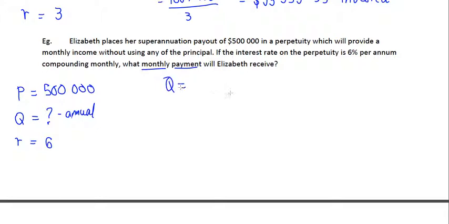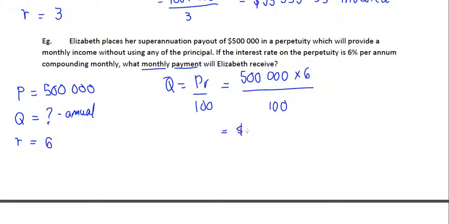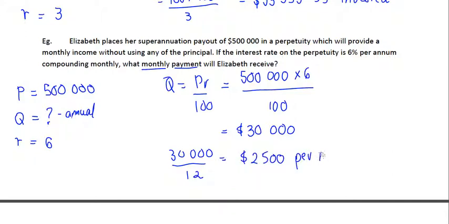So to work out the annual payment, we go Q is equal to PR over 100. So that's 500,000 by 6 over 100. And what we'll see is she gets $30,000 in the year altogether. And if we want that per month, we just need to divide that by 12. So she's getting $2,500 per month.